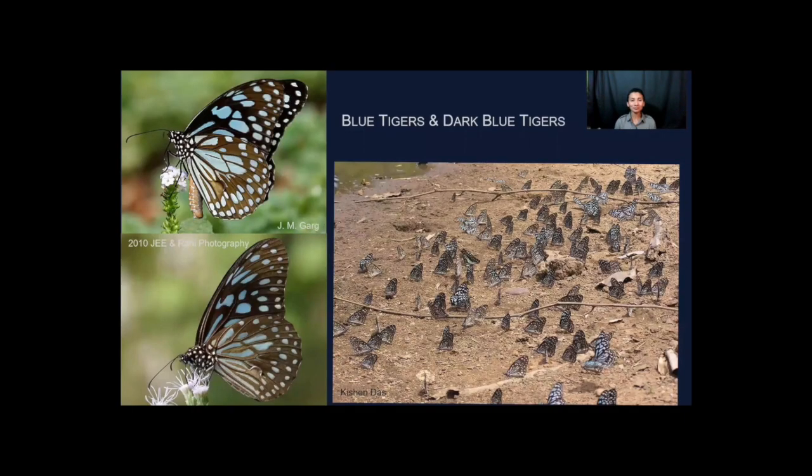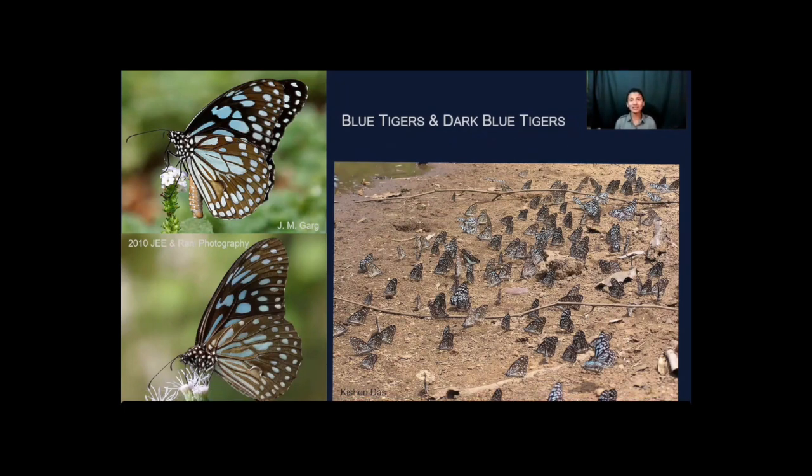Next one. Here I have the blue tiger, this one, and the dark blue tiger. They look very similar. You can tell them apart by, say, more black in this one, the dark blue tiger, and also certain cells here, for example. Look at this dark black marking as compared with this thin sliver of black in the same spot. Certain features like this is what you need to remember to tell apart some similar looking butterflies.